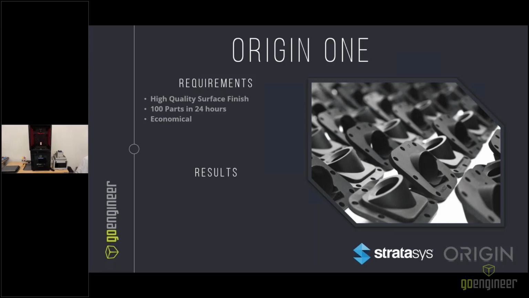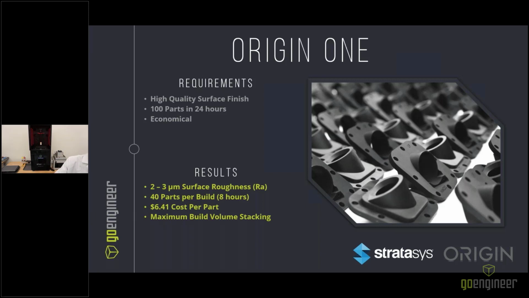The Origin 1 also used this to print the camera housing seen in the back. They were able to print over 100 parts in 24 hours. This made it very economical for them. And it also had a surface roughness of 2 to 3 microns, making it indistinguishable from plastic injected parts. They were able to get 40 parts in an 8-hour build, costing just over $6 per part. The parts can be stacked in the vertical direction, maximizing build space.